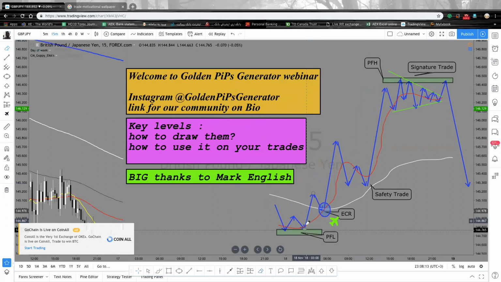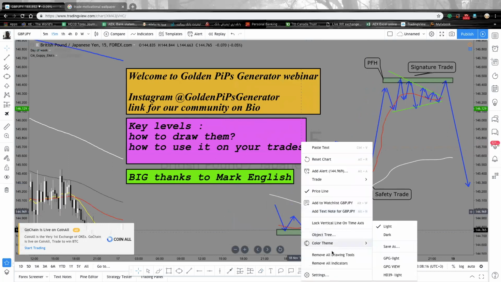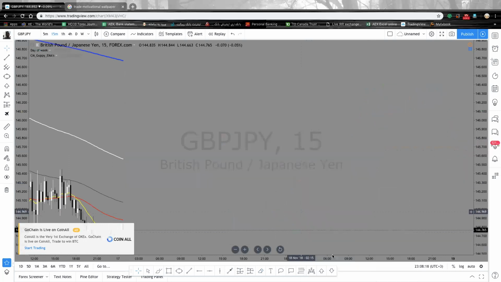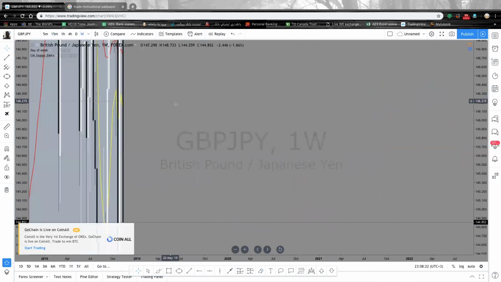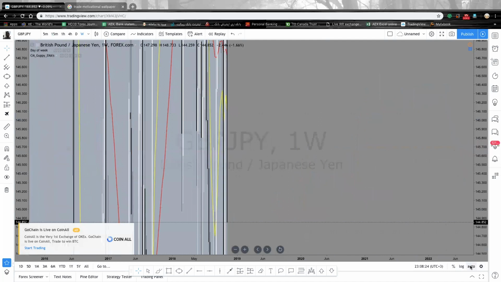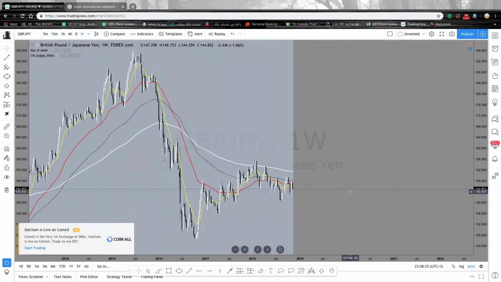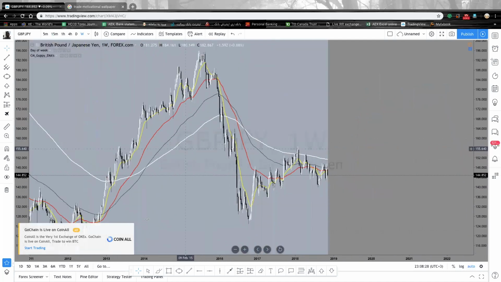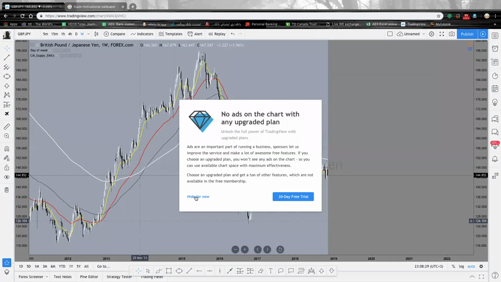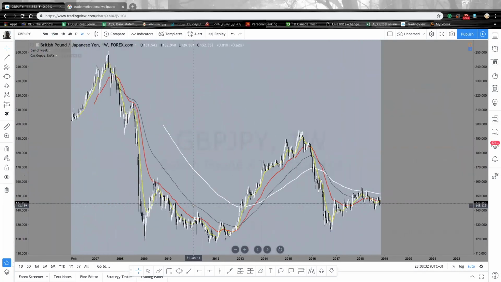So I'm just gonna stop it right here, and we go make those key levels. So how do we draw them? I go personally in the weekly. I know there are indicators for it. I don't use them. I don't trust them. I trust my own drawing.